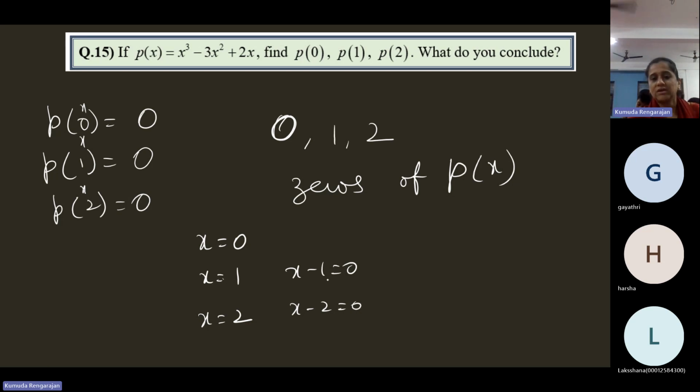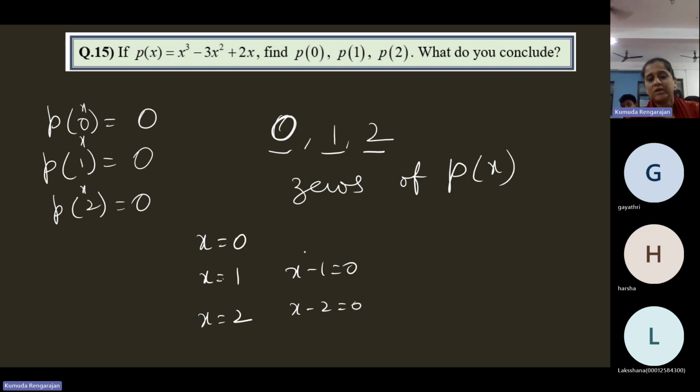So the conclusion is that two things you can say: that 0, 1 and 2 are the zeros of P of x. Because we know a cubic polynomial can have a maximum of 3 zeros. That is, in place of x, you can give 3 different values which will make the value of the polynomial 0. So these 3 values, 0, 1, and 2, are the zeros of P of x. That's one thing. That's the conclusion.